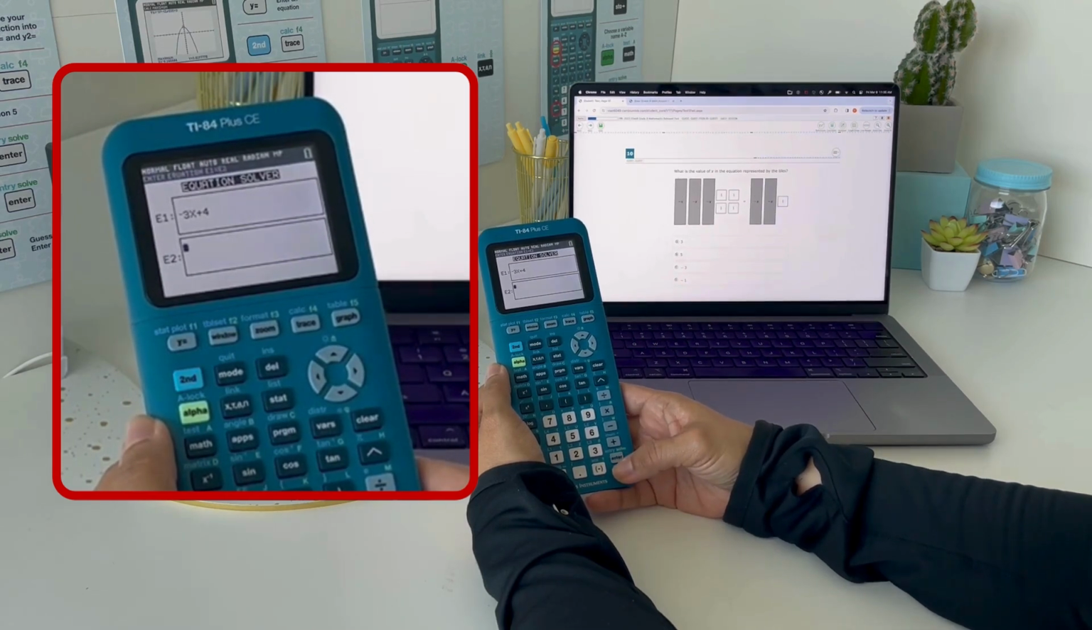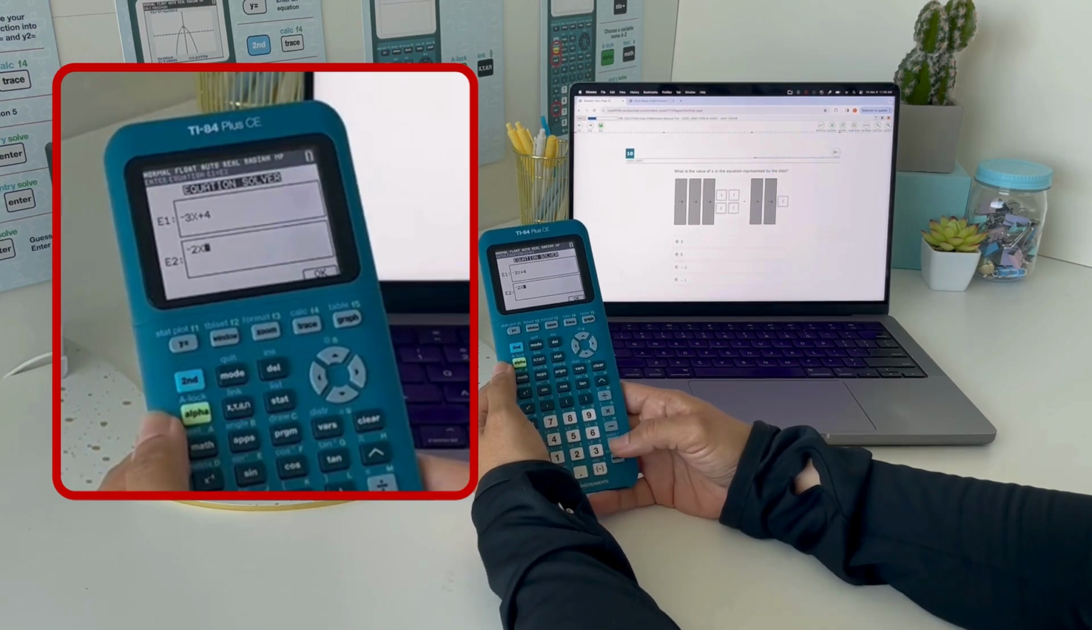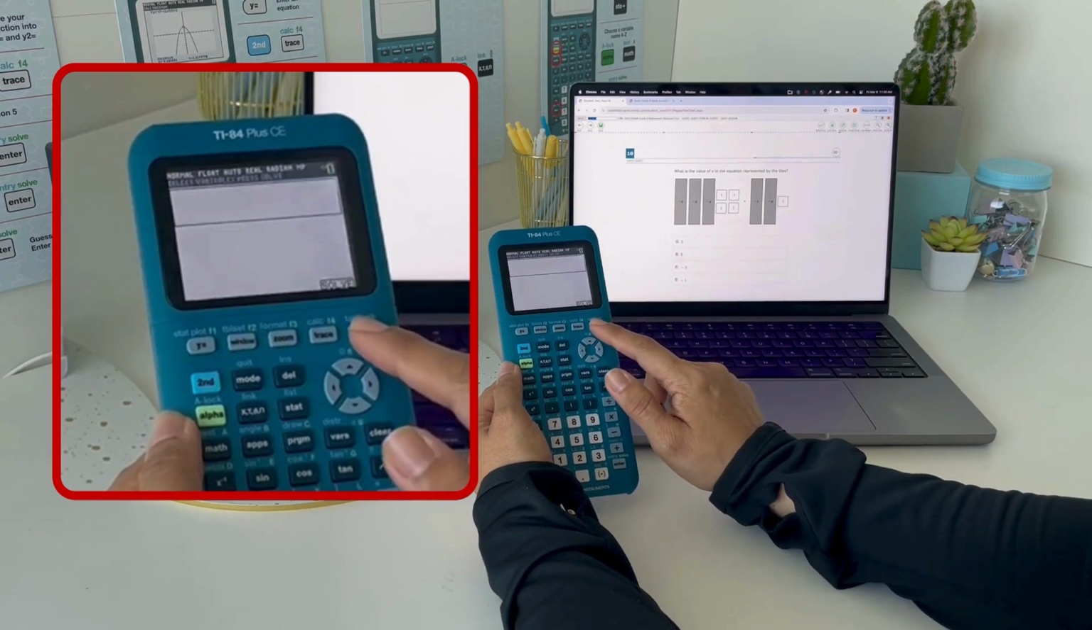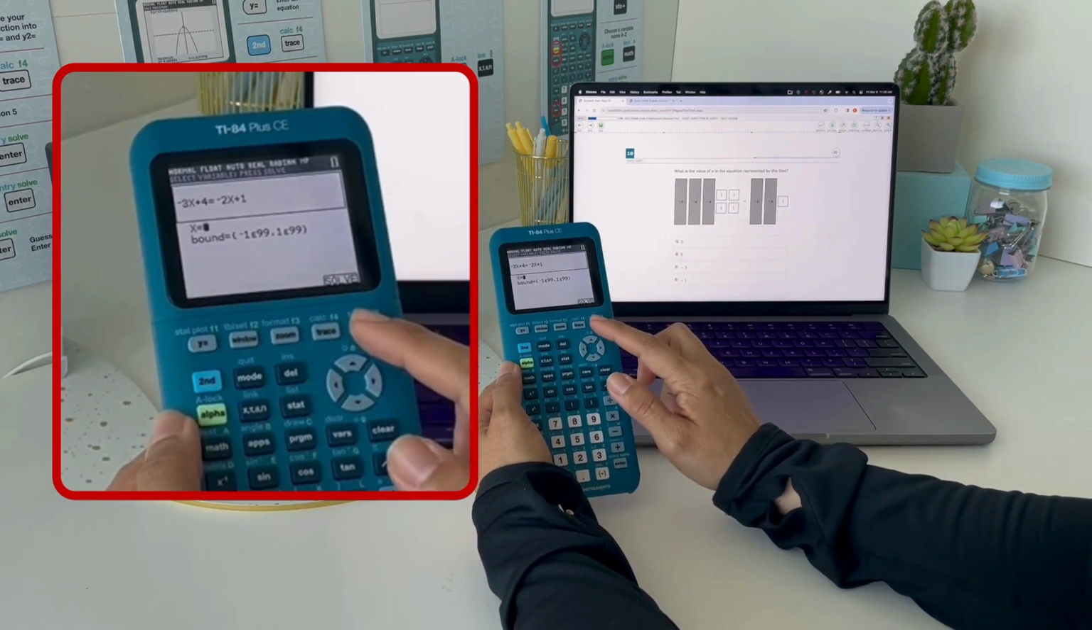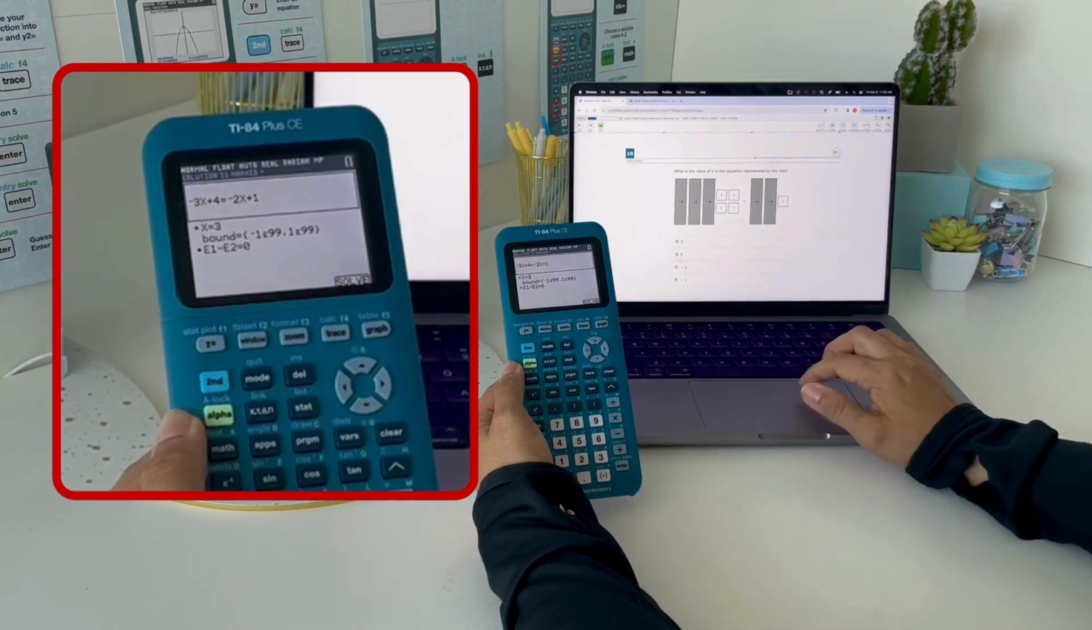Press enter to get down to the second side of the equation, which is negative 2x plus 1, and hit this soft tab key to click OK. And you're going to click Graph again to solve, and the correct answer is x equals 3.